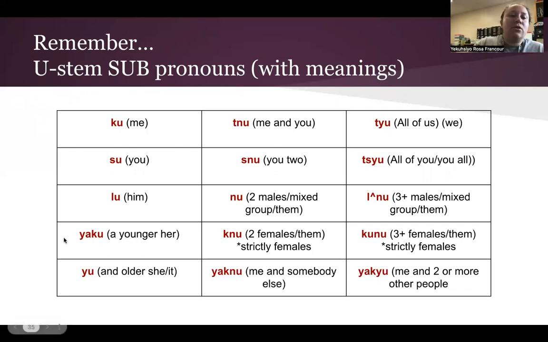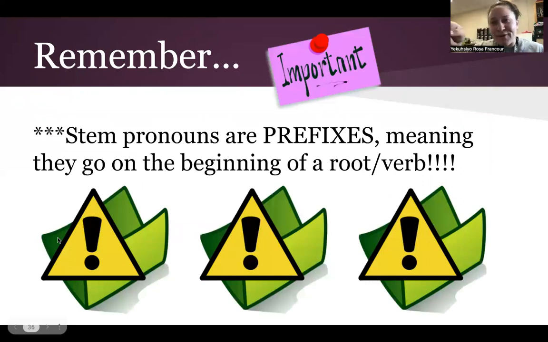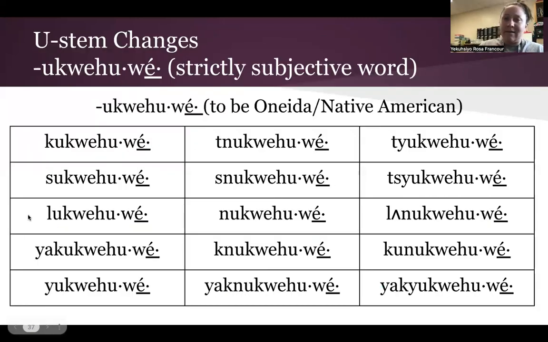All right. So let's talk about our verb conjugations and practice that pronunciation. Those pronouns that I just talked about are prefixes. They're going to go on the beginning of the root verb. So what are those conjugations? Here they are. Ungwe hu, U stem. Remember, it starts with a U, U stem. Here are our U stem pronouns. It means to be Oneida or Native American.